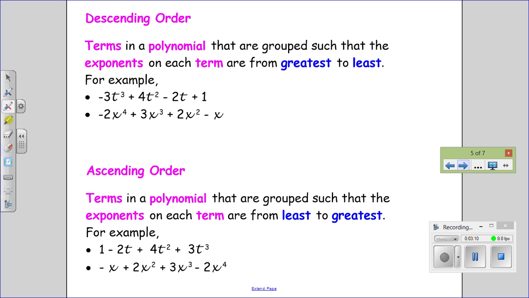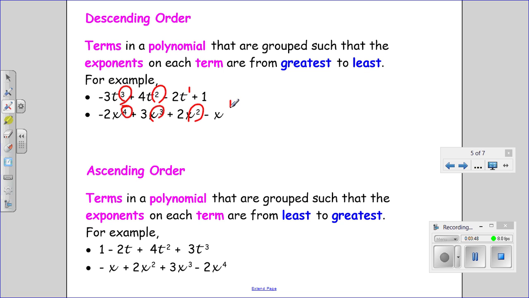Polynomials are typically written in descending order and alphabetically. Okay, so if I look at negative 3t cubed plus 4t squared minus 2t plus 1, they all have letter t's, unless you talk about the constant term at the end, the plus 1. So we use all the terms with variables first, and we do the highest exponent first. And the exponent on t is just a 1, remember. Negative 2x to the 4 is the highest exponent, 3x cubed, 2x squared, and the x also has a 1.